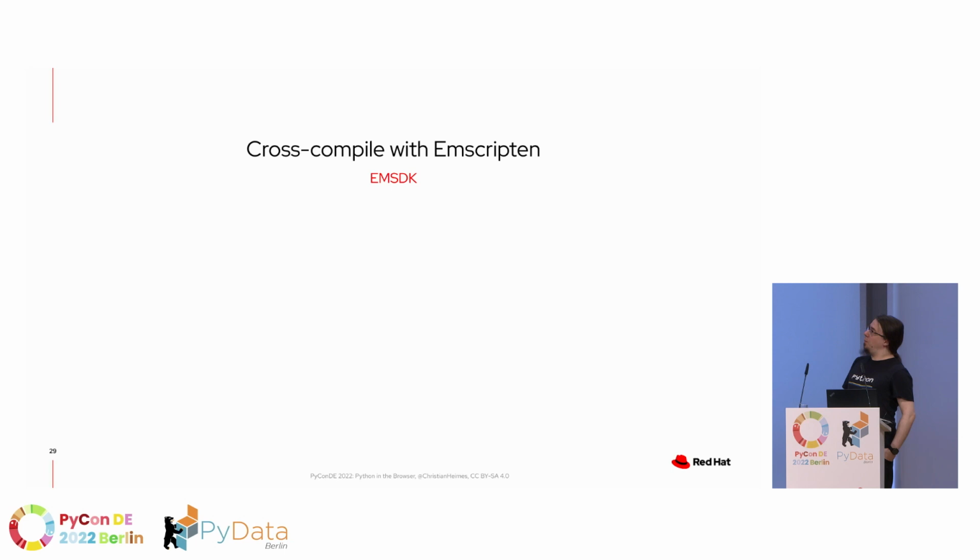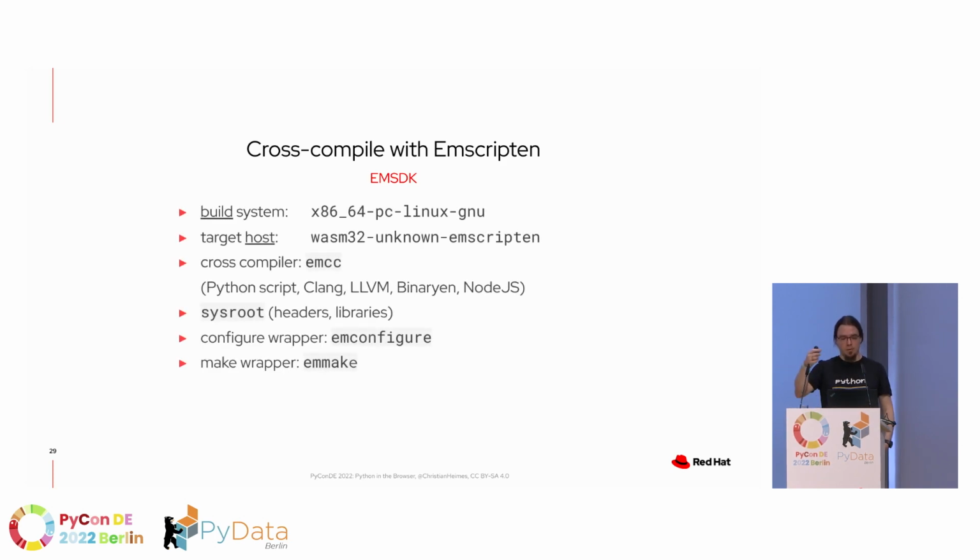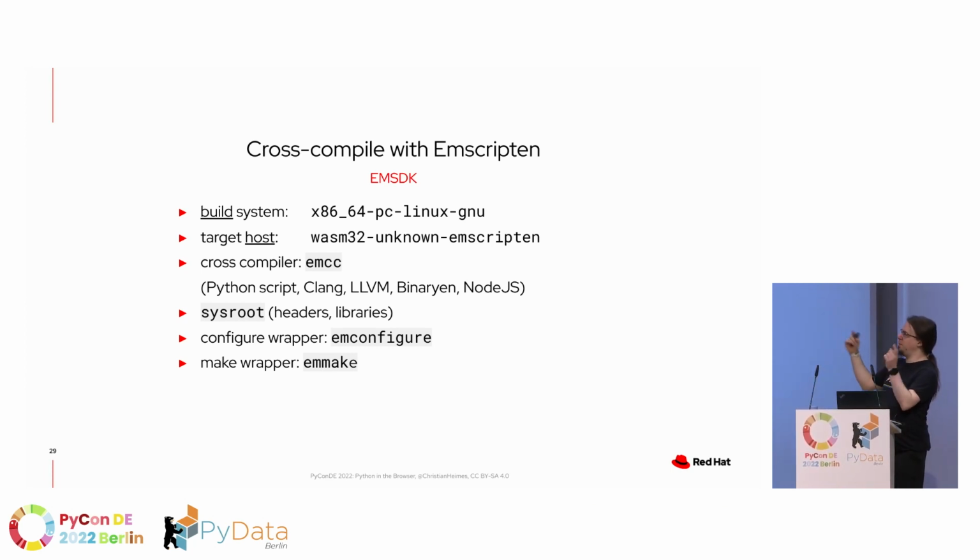So if we want to cross-compile with something called Emscripten, which is the SDK that compiles C code for the browser, we also need some information. We need to know what's the build system. This is something that always confuses me, about build and target host. But I try to make it a bit more clear by underlining that. The build system is the system I'm building on. My laptop is a Linux x86-64 computer. I want to target wasm32, unknown, that's again a placeholder, Emscripten. I need to have a cross compiler, so something that takes C code and compiles that for a CPU that I can't run on my computer. This is a very cool concept.